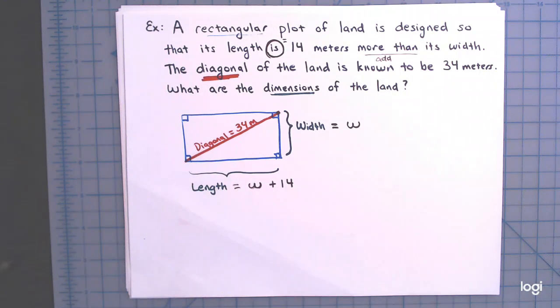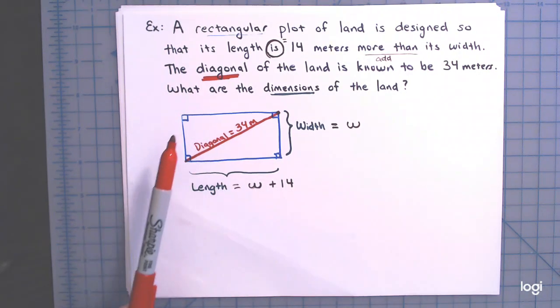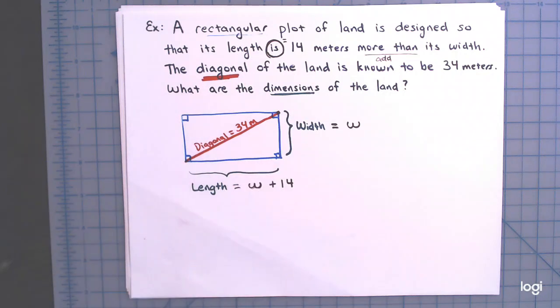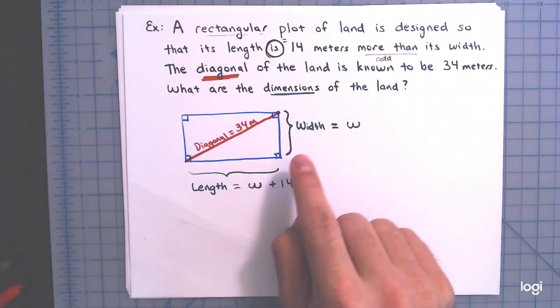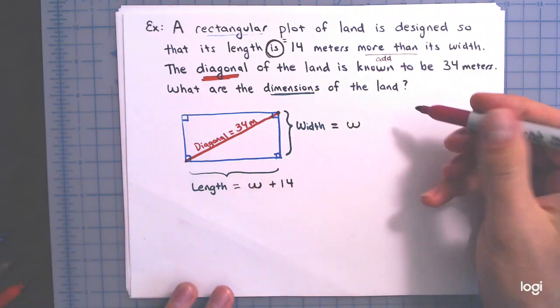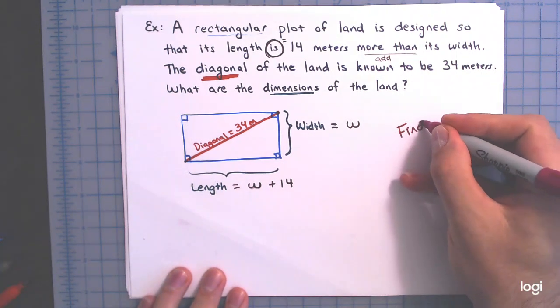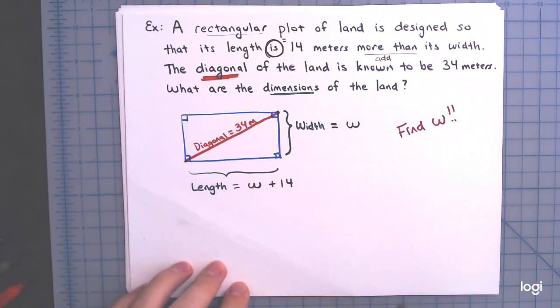Great. Now I have a diagram, a little picture of what's being described up here. The question is, what are the dimensions of the land? Well, in order to find the width and the length, I need to solve for W. I need to find W, right? This thing I call W, by setting up some sort of equation. So where do I see an equation that could be formed here?